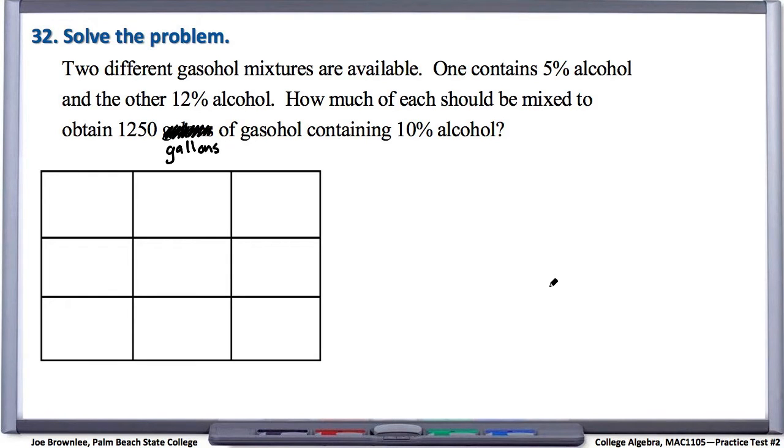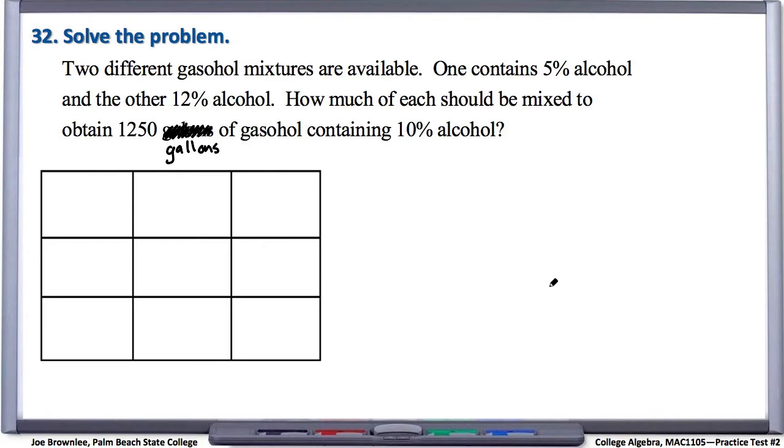All right, number 32, solve the problem. And we're told two different gasohol mixtures are available. One contains 5% alcohol and the other 12% alcohol. How much of each should be mixed to obtain 1,250 gallons of gasohol containing 10% alcohol?